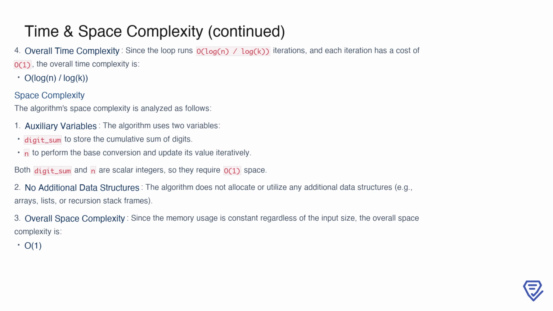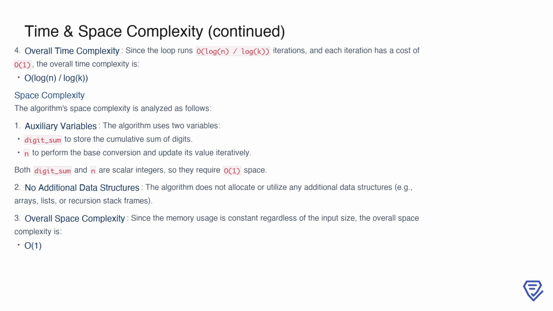Now, we can compute the total time complexity by combining the number of iterations and the per iteration cost. Since the loop runs approximately O(log n / log k) iterations, and each iteration has a constant cost of O(1), the overall time complexity of the algorithm is O(log n / log k).